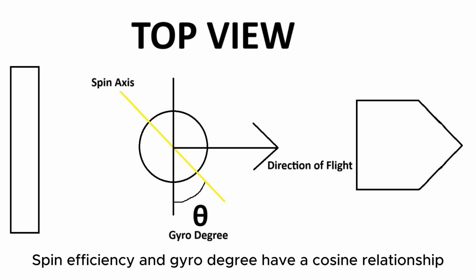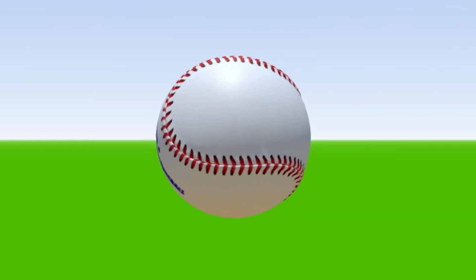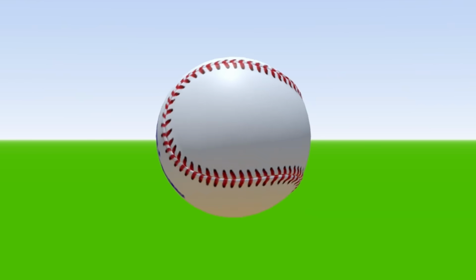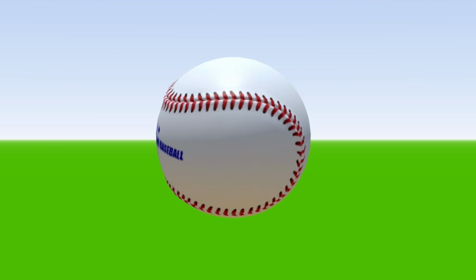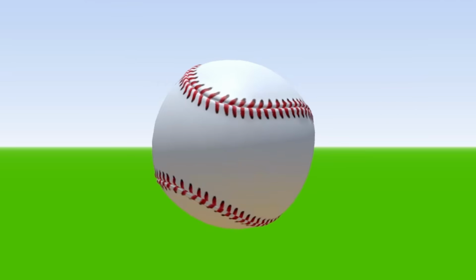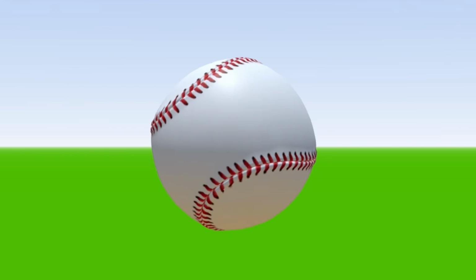Okay, now let's talk about this thing called spin efficiency. So spin efficiency, in simple terms, is basically the percentage of RPMs, revolutions per minute, on the ball that actually contributes towards movement. So, for example, if I throw a fastball with 2,500 RPM with 100% spin efficiency, then all of those RPMs, all 2,500, are going to contribute to that upwards movement. But if I throw with only 50% spin efficiency, then only 1,250 of those RPMs are going to contribute to movement.